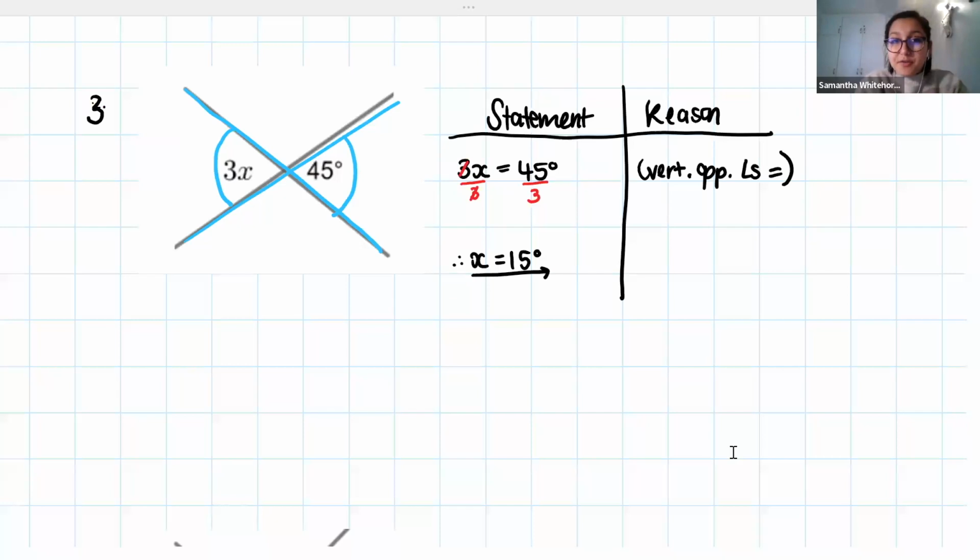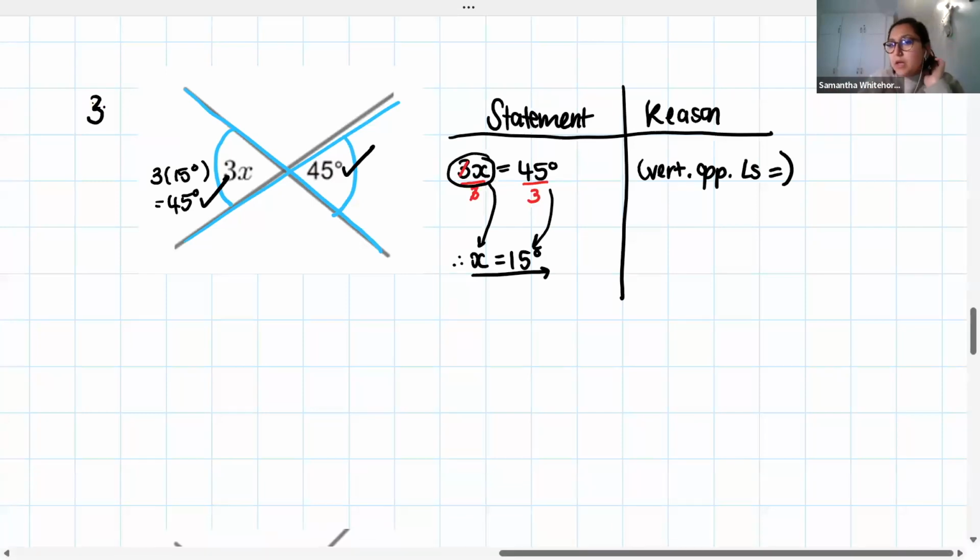I got 15 because remember 3x is 45. I don't want 3x, I want x. So using inverse operations, I divided both sides by 3. That leaves me with just the x, and 45 divided by 3 is 15. If we now sub that in, that would be 3 times 15 degrees, and 3 times 15 is 45. 45 is equal to 45. They are vertically opposite, so they are equal.